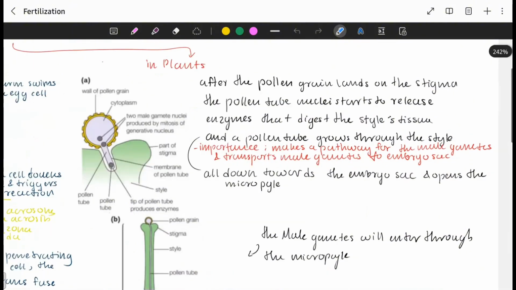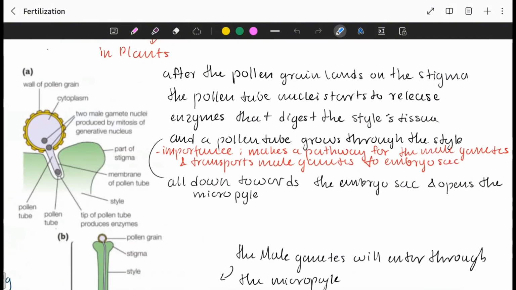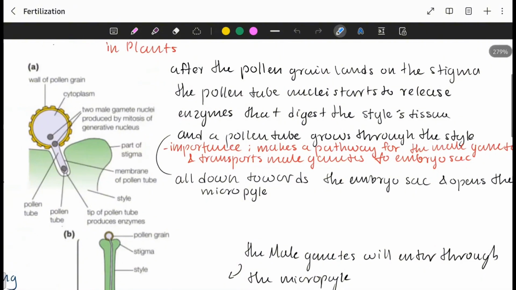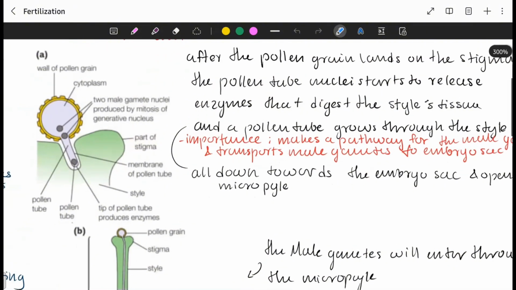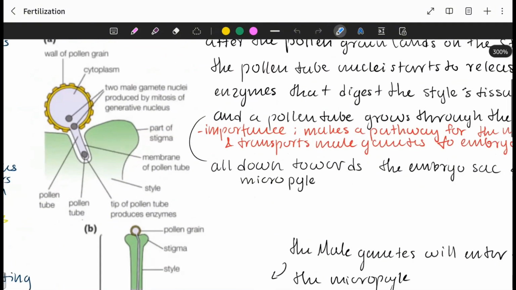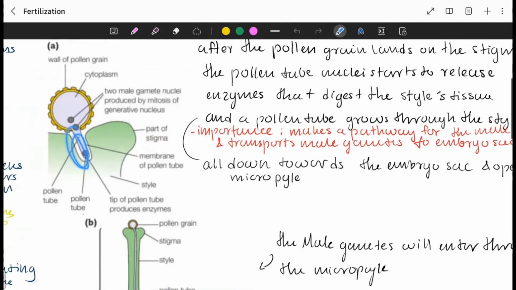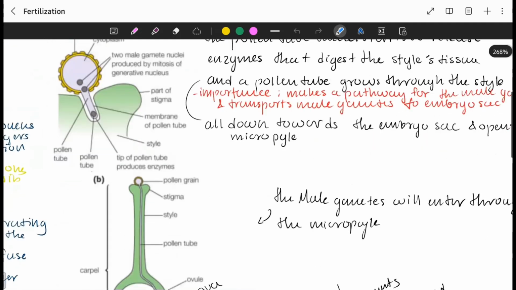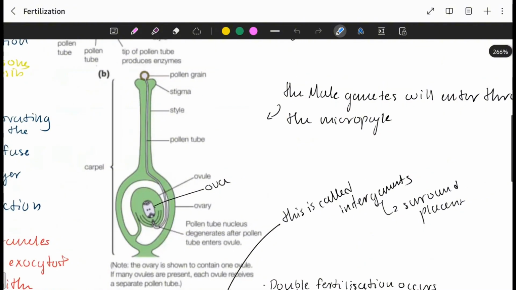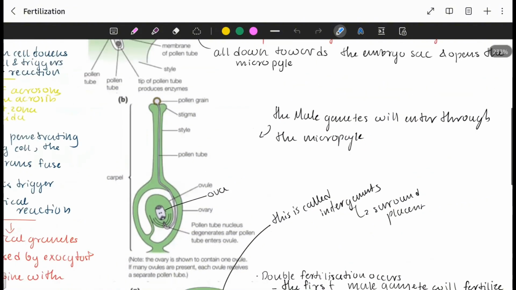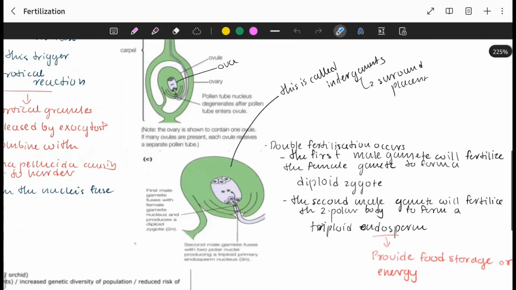So the importance is that it makes a pathway so that the male gamete can go to the female gamete and fuse, and it opens the micropyle. This is the pollen tube here, and it will go here and come inside the ovum. The male gametes enter through the micropyle, and this outside covering is the integument. It surrounds the nucellus, okay?